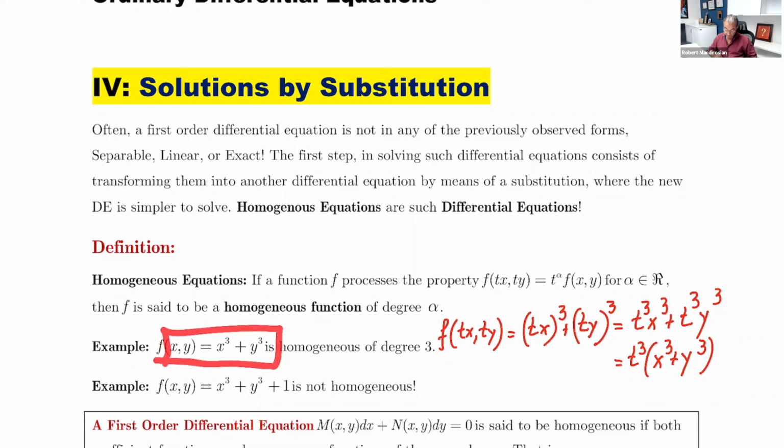If I write this function, f of x, y is x cubed plus y cubed, it is homogeneous of degree 3. Why? If I substitute x by tx and y by ty, then we get tx cubed plus ty cubed, and we can write this as t cubed x cubed plus t cubed y cubed. Factoring out t cubed, you get t cubed times x cubed plus y cubed. That property is homogeneous, but you cannot do the same thing for this function, so this is not homogeneous.